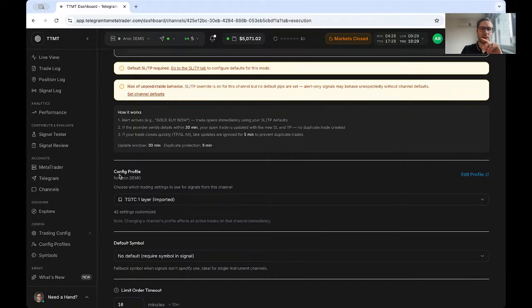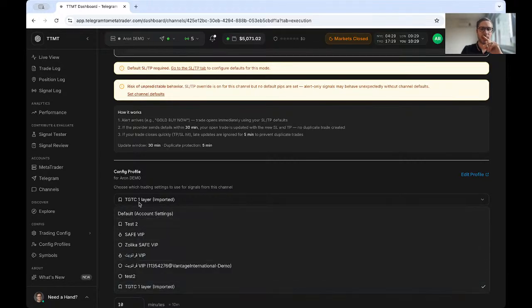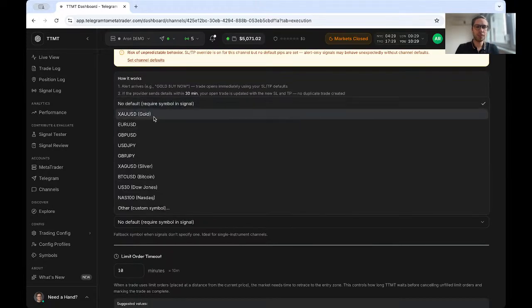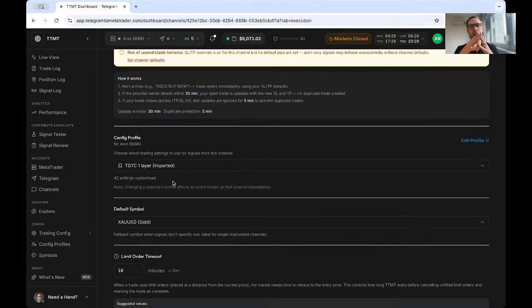You can see that in the channel settings I can select the config profile. Default symbol: some channels are only sending messages like "buy now," but then that specific channel only sends out gold signals, right? So you can set the default symbol here.